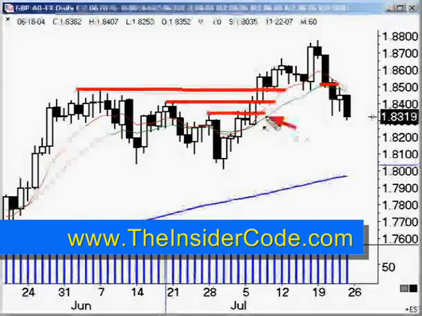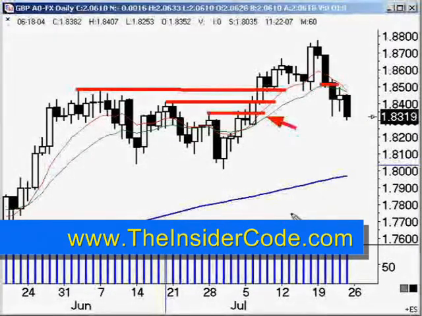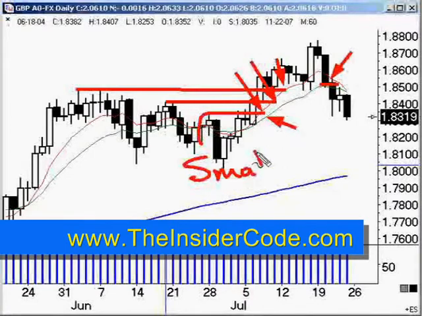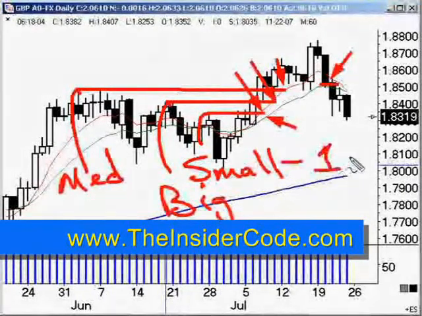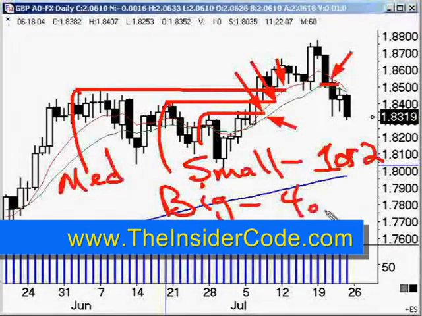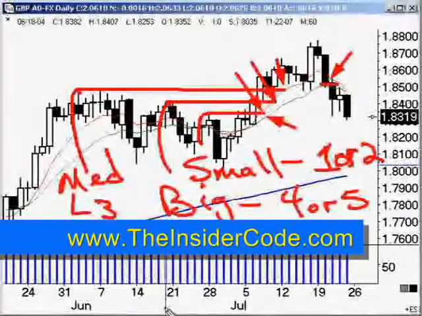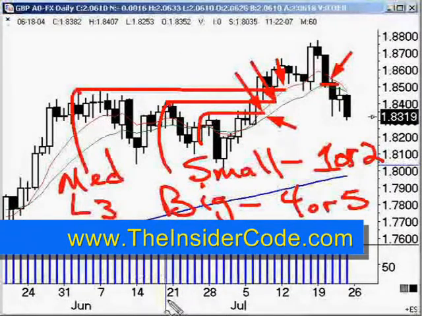So the first trade was 8,300, call it 8,320, and stopped out finally at 8,500. So this last position was about break even. Two positions had profit. So this one would be small, this one would be big, and this one would be medium. So we might have 1 or 2, this one might be 4 or 5, this one might be 3. Okay?